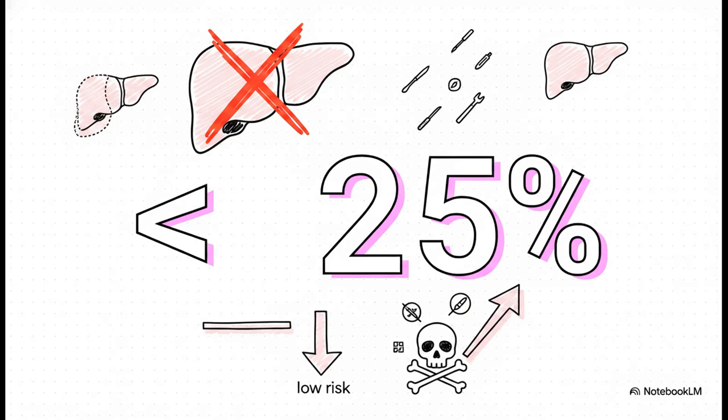Look at this stark mathematical contrast. According to the surgical texts, if your FLR is over 50%, you're looking at a very low risk of postoperative liver failure. But if you dip below that 20 to 25% threshold, your surgical mortality literally skyrockets. You just simply cannot resect a liver if that remaining fraction can't sustain the patient's life.